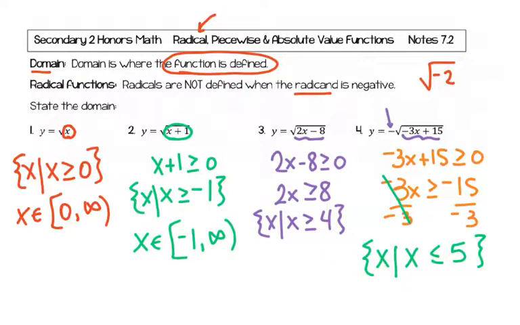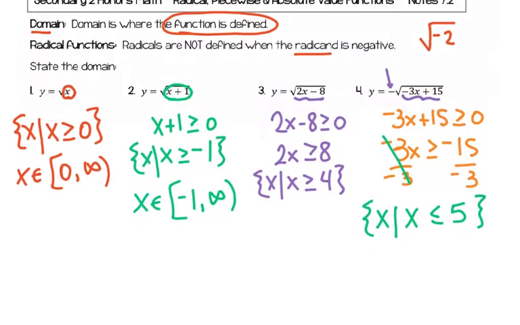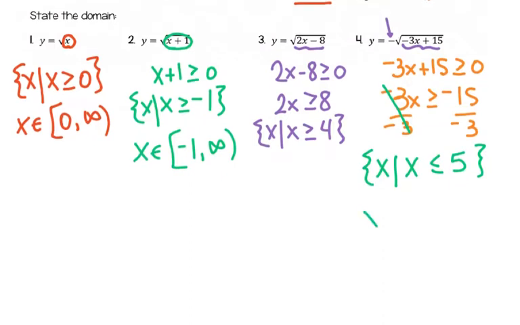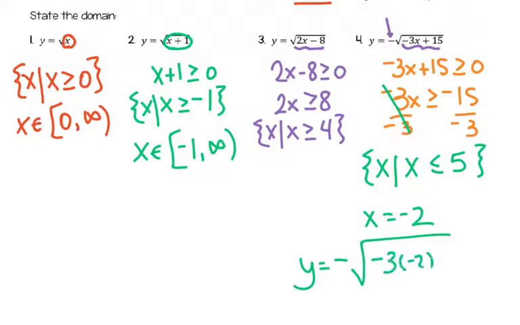And so you might think, well, that's weird. So does that mean you can plug in a negative? And it does. So let's see how that works. Let's say I'm going to let x equal negative 2. So if I say y is equal to negative square root of negative 3 times negative 2 plus 15, is that defined? And so it just means, is that going to be an actual number?